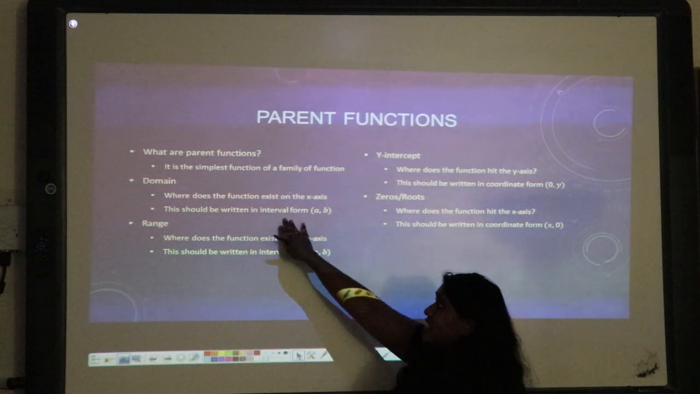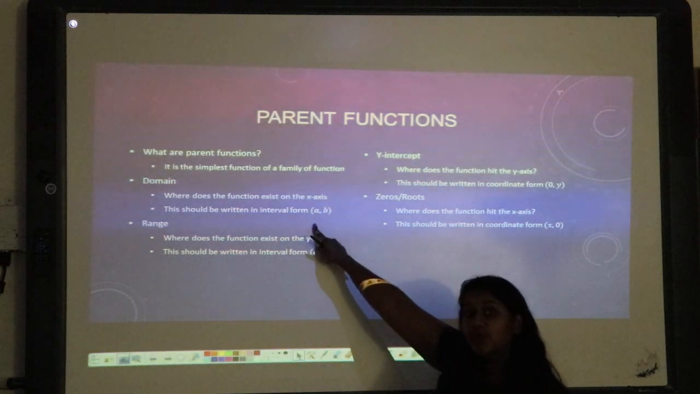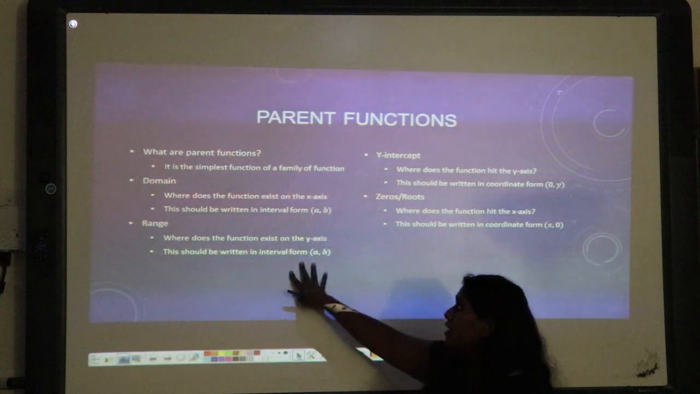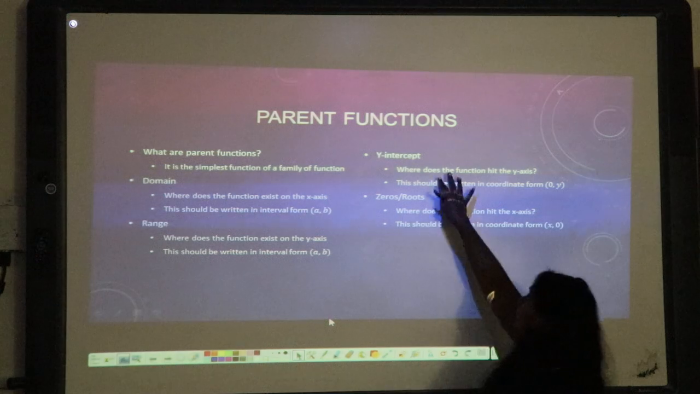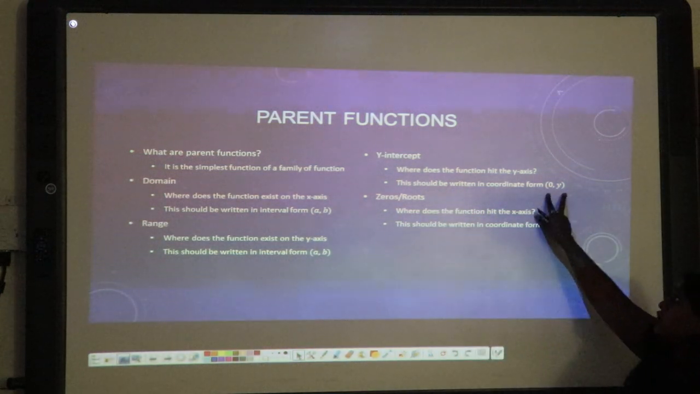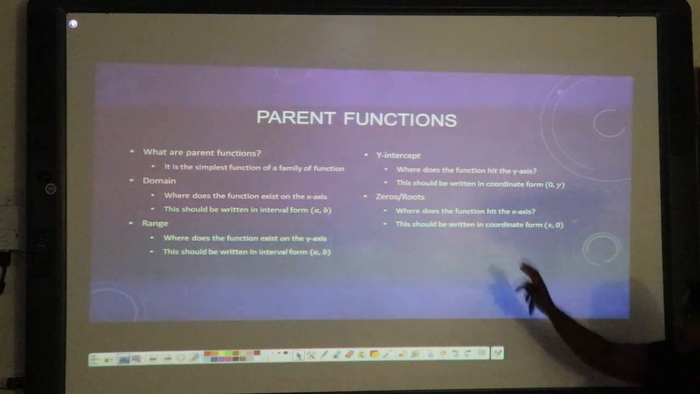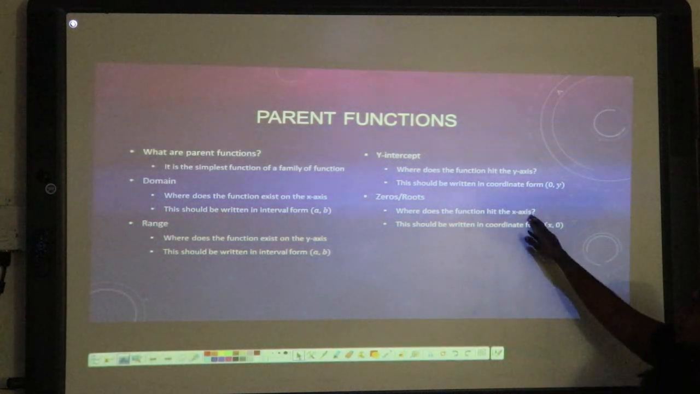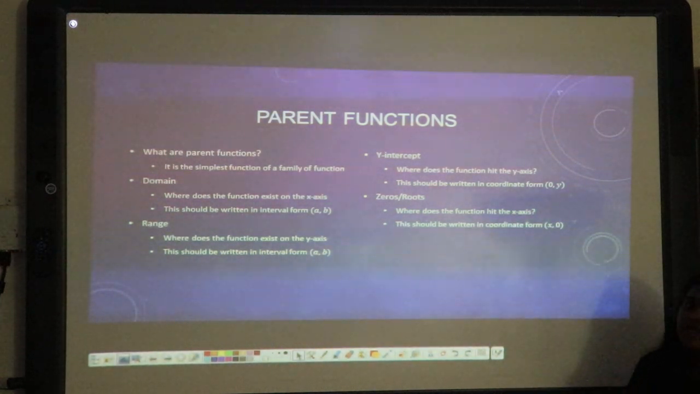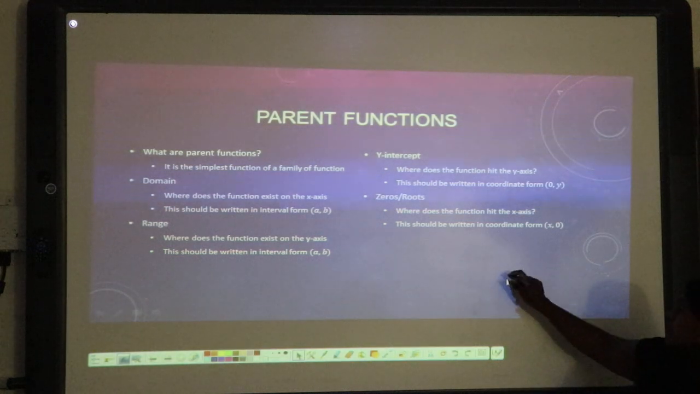My domain is where my x exists. Make sure you're writing it in interval form from A to B. Range is the y interval form. Y intercept is where it hits. Make sure you're writing it in coordinate form. Your x value should be zero, and you should have some y value. Your zeros and roots are where I hit the x-axis. My y value should be zero. I should write this in coordinate form.